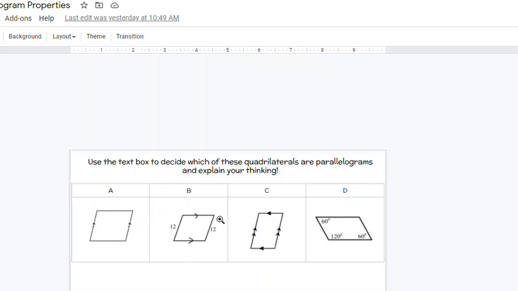That would either need to say one pair is congruent and parallel, or both sets of sides being parallel and both sets of sides being congruent. In C, we can see that both sets of sides are parallel, so that would be a parallelogram. And in D, our consecutive angles, 60 and 120, would make 180, and 120 and 60 again would make 180. So since the consecutive angles are supplementary, this would be a parallelogram.